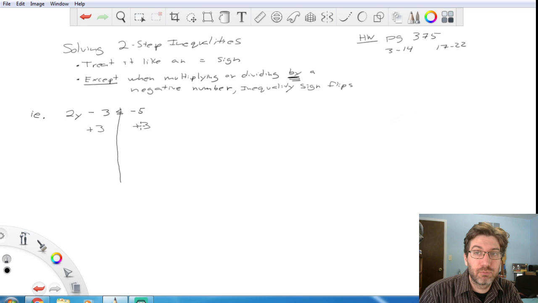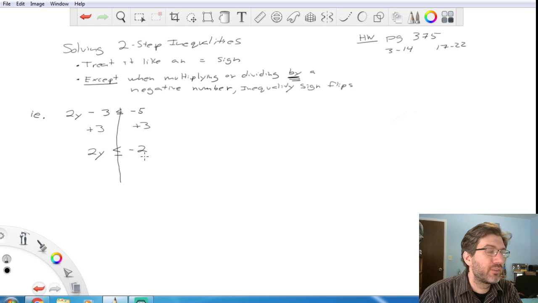That's not going to change much. It's just going to say, hey, I'm going to get rid of the minus 3 over here and include the plus 3 on this side. It's not going to change anything. It's just moving it over. So that's going to leave 2y. And over here, we still have this inequality symbol instead of an equal symbol, and we have negative 5 plus 3, which gives you that negative 2.